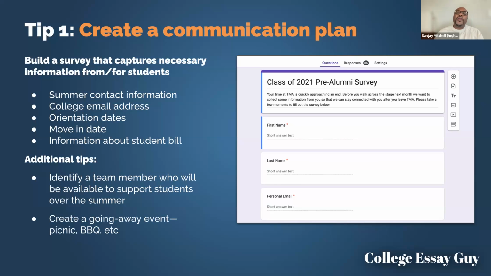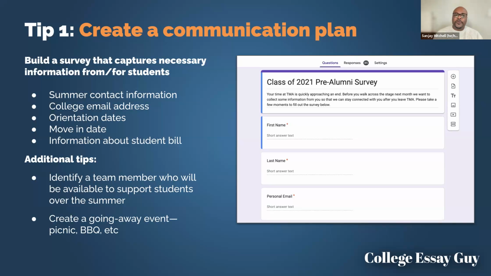Create a going away event. Students love food. You know they love food. So create a going away event for a picnic or a barbecue or something that allows them to gather together so you can physically see and talk to them about what their plans are, right? Did you go to your orientation that was in the middle of June? No, I didn't go. Okay, talk to me about that. Why didn't you go? When is the next one? What is the plan? How can we support that? How can we help to make sure that you get from point A to point B?